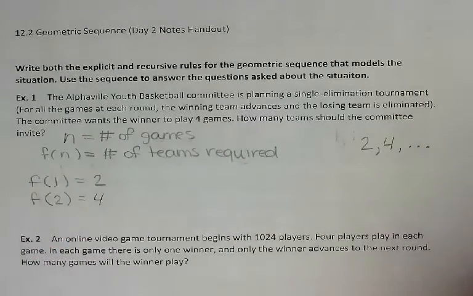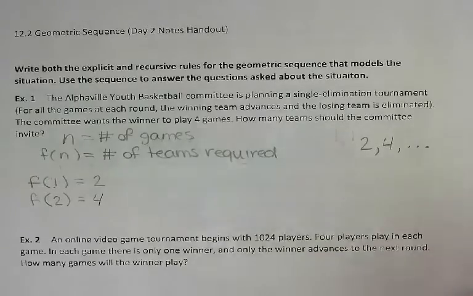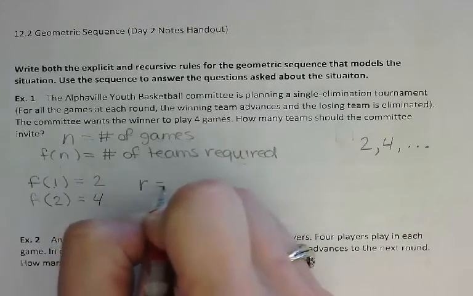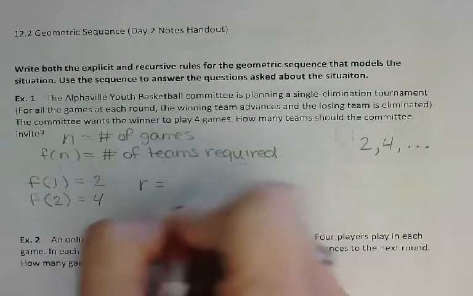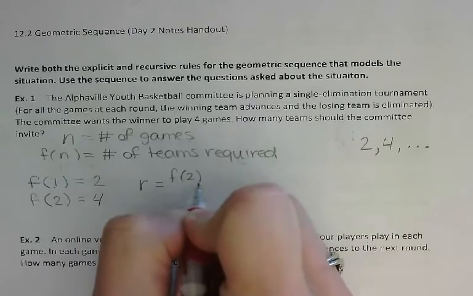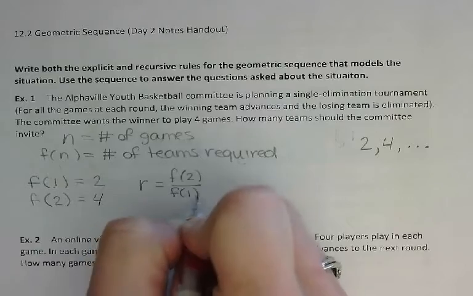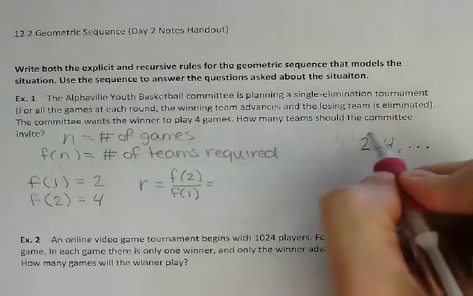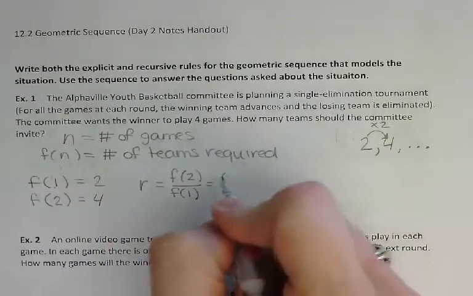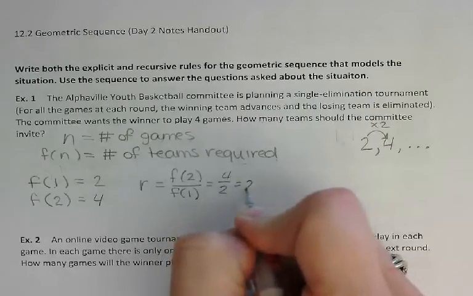Since this is a geometric sequence, I know what my first term is. Remember, if you're ever trying to figure out your r, you can take the second term. So I can take f of 2 and divide it by f of 1. Some of you can see they're just multiplying by 2, but if you couldn't, 4 divided by 2 is 2.